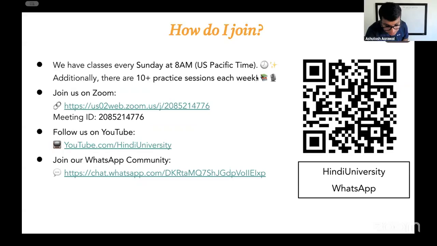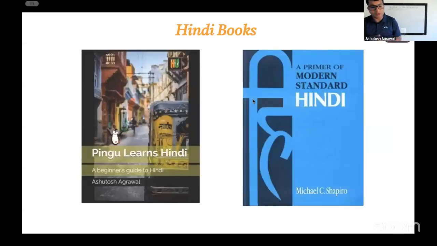That'd be wonderful. So as you know, this year we've been covering two books. First one is Pingu Learns Hindi, which is the book by Hindi University itself. And the second one is the Primer of Modern Standard Hindi, which is the book by Professor Michael Shapiro. You don't really need the book if you don't have it. I'll be covering all the material, and I'll be providing a lot of exercises as well. So if you have any particular book you want to stick with, you can stick with it, but you can pretty much just follow the grammatical structure that we've been following.